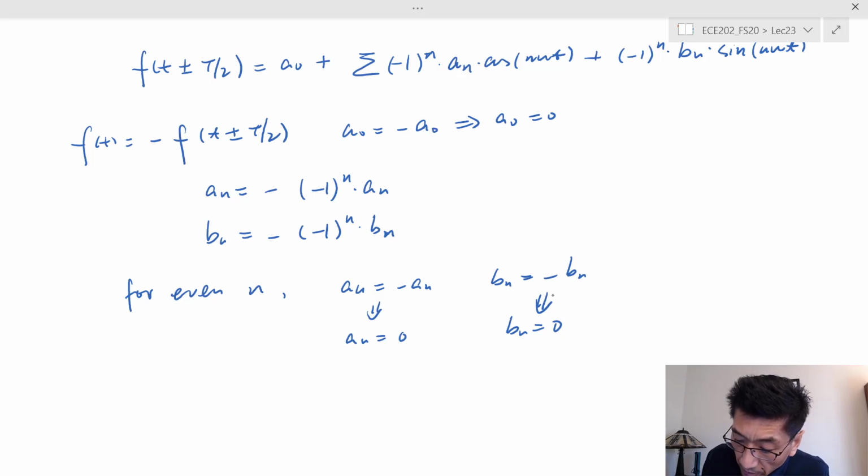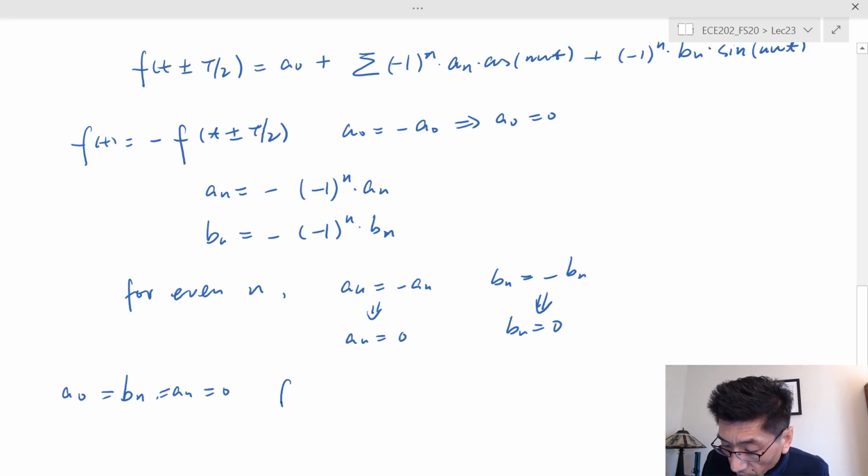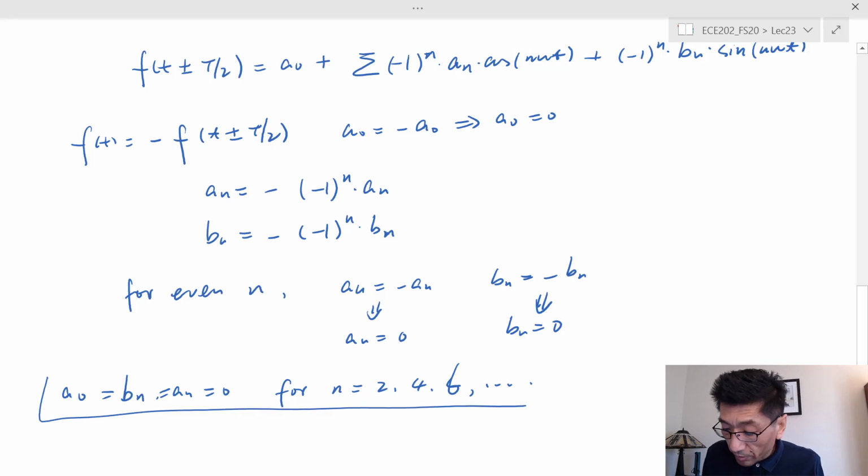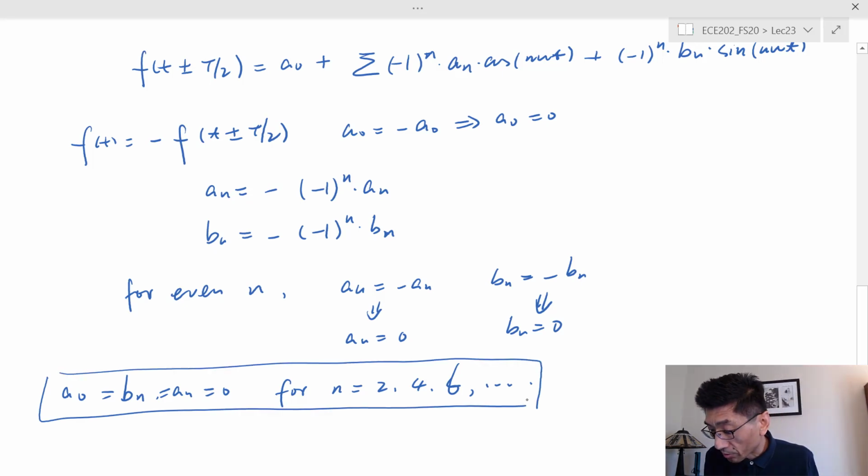So a sub n and b sub n equal 0, or a0, for n equal to 2, 4, 6, and so on and so forth. Right. So this is for the half-wave symmetry. This is the property for this waveform.